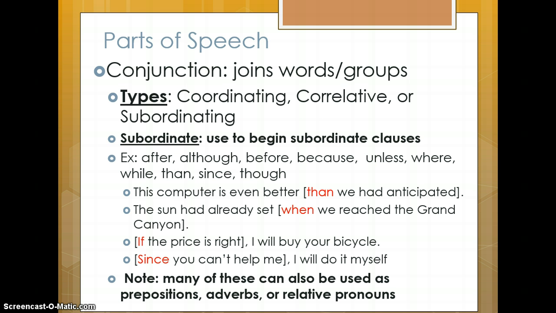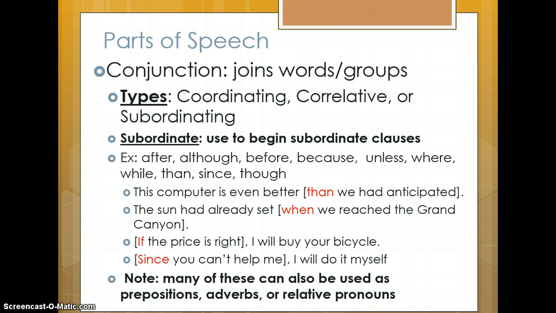The third type of conjunction is a little bit more complex, and that is a subordinating conjunction. Here's a list of subordinating conjunctions: after, although, before, because, unless, where, while, etc. They introduce subordinate clauses, and we'll get to clauses next time, but a clause is a chunk of a sentence that has a subject and a verb. So these are clauses because they have a subject, we, and a verb, had. We reached. Here you've got price is. You and help. So we know these are clauses, they've got subjects and verbs.